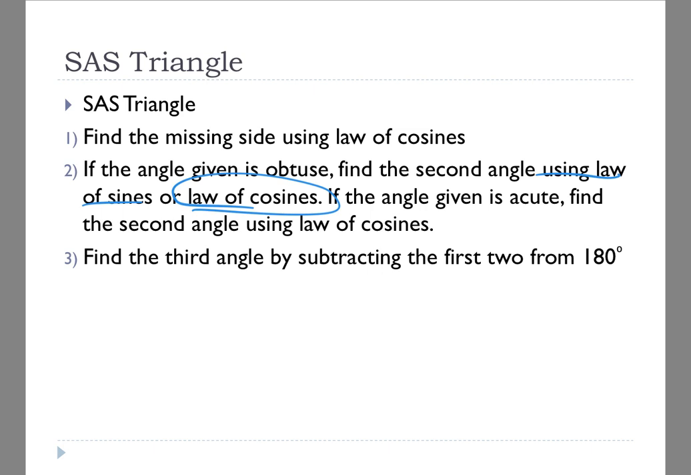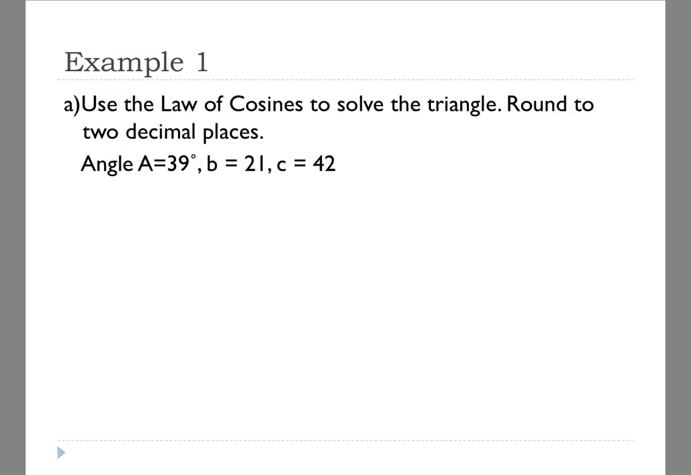So again, my advice is, even though you can switch to law of sines, if you forget and it wasn't obtuse to begin with, then you have to stick to law of cosines. My advice is just stick to law of cosines. And then you'll find the second angle, and then you'll subtract the first two from 180. So we'll walk through that process, but it's going to start with something like this.